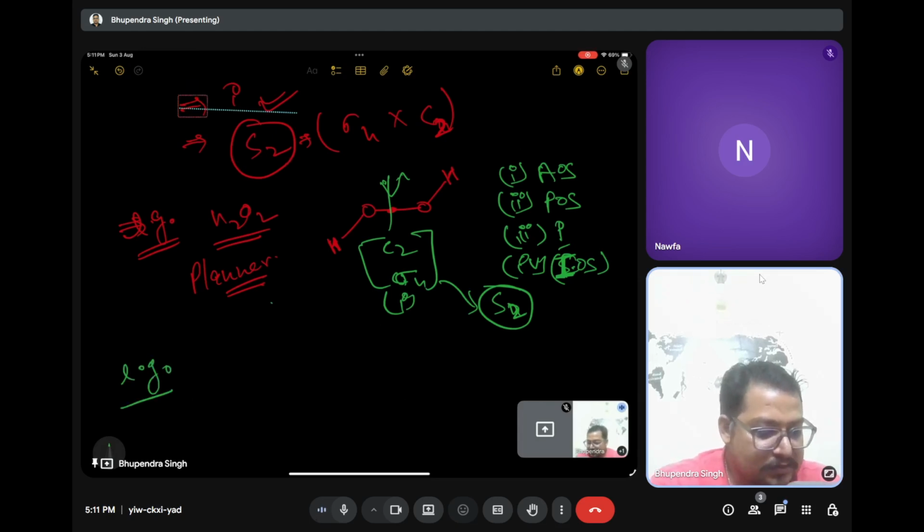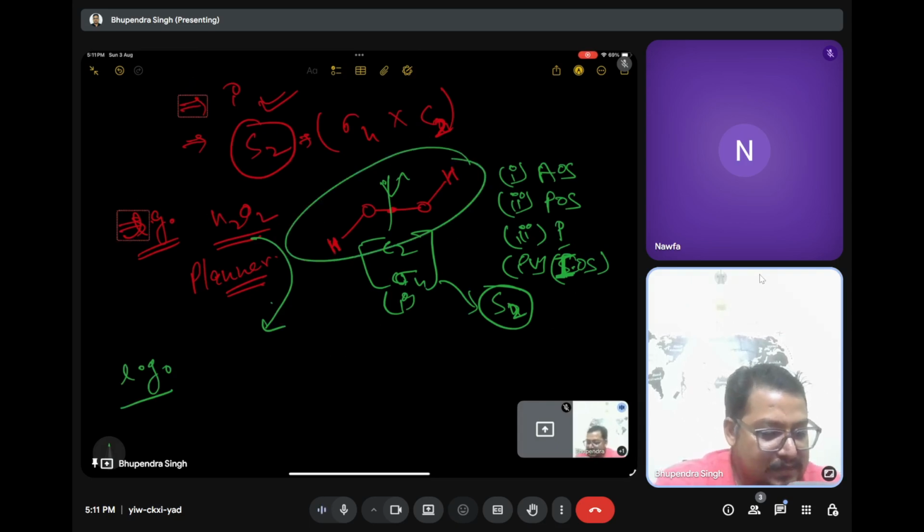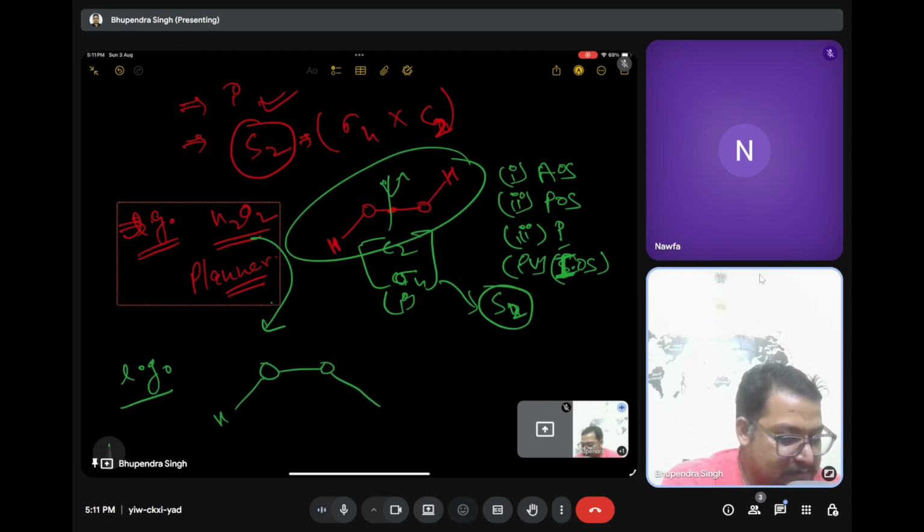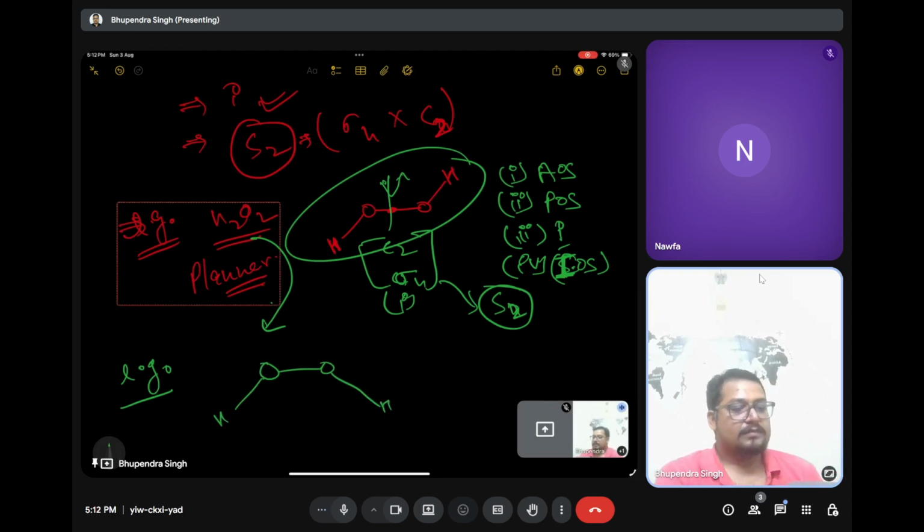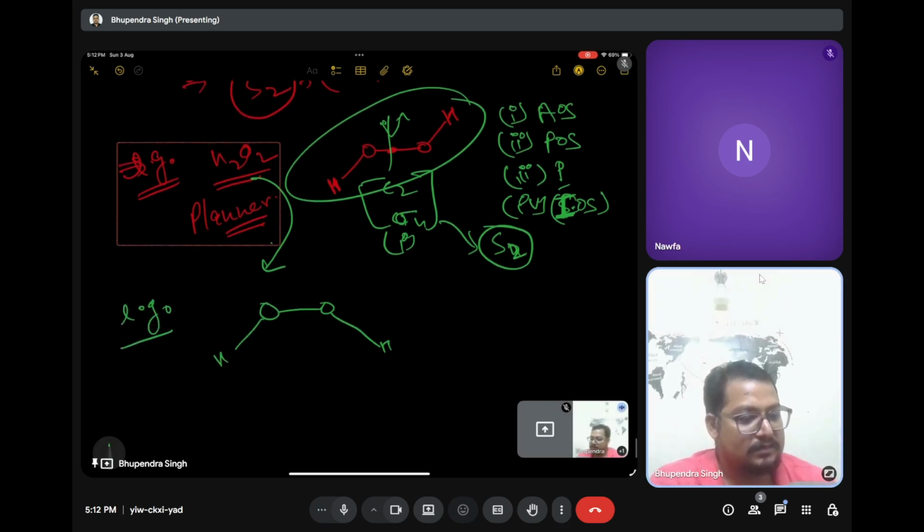Yes. Nice. Now again, a hypothetical situation. Let's say this molecule is again planar, but not in this condition. Let's say in cis conformation. This is trans. Let's say this is cis. Now tell me, what symmetry elements are present here?